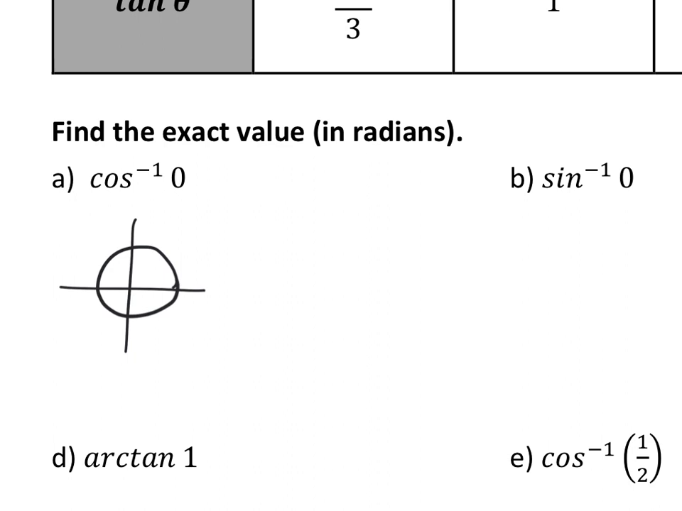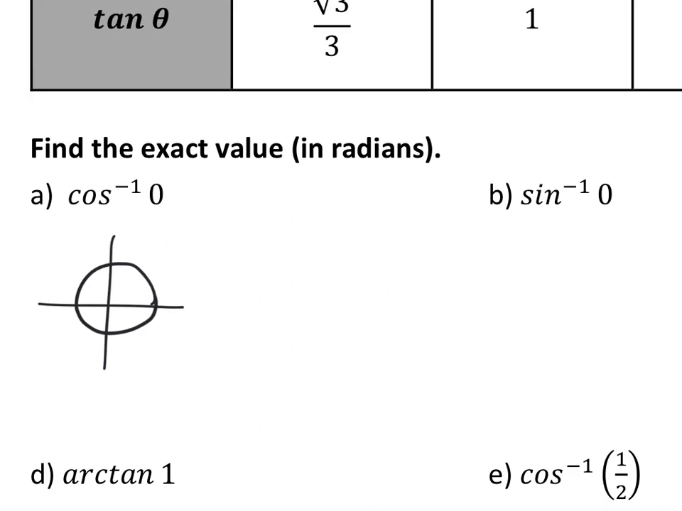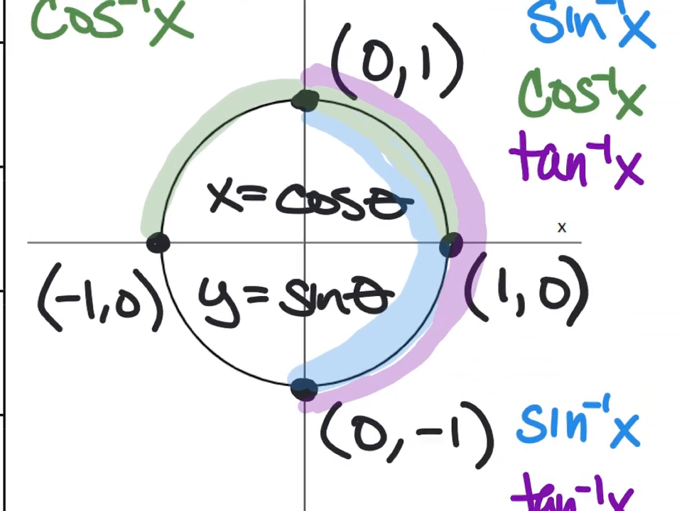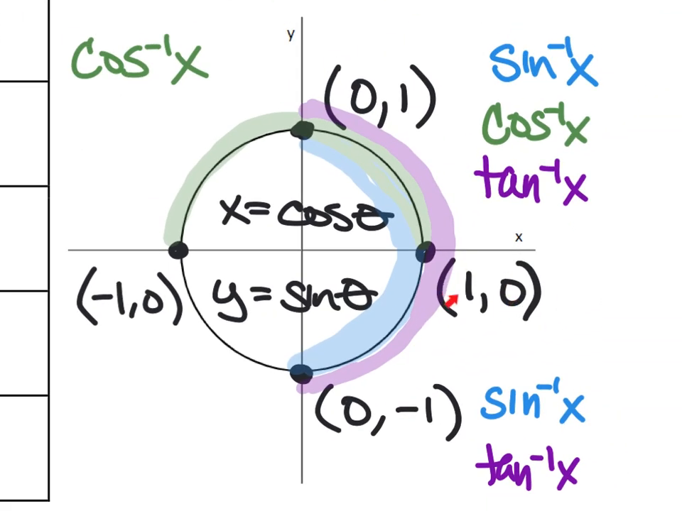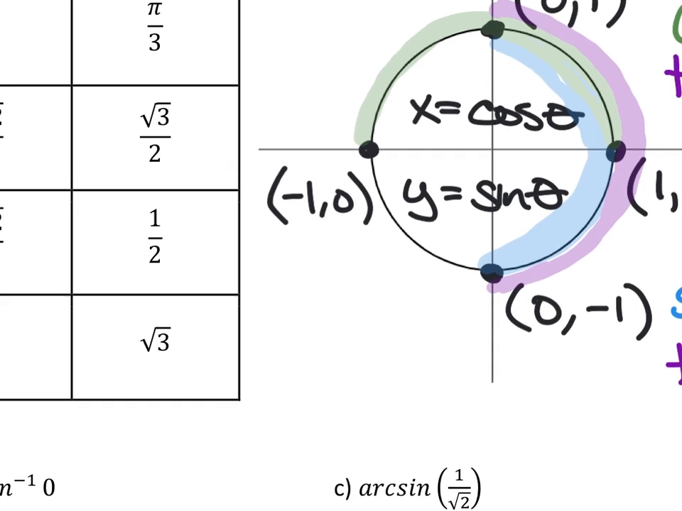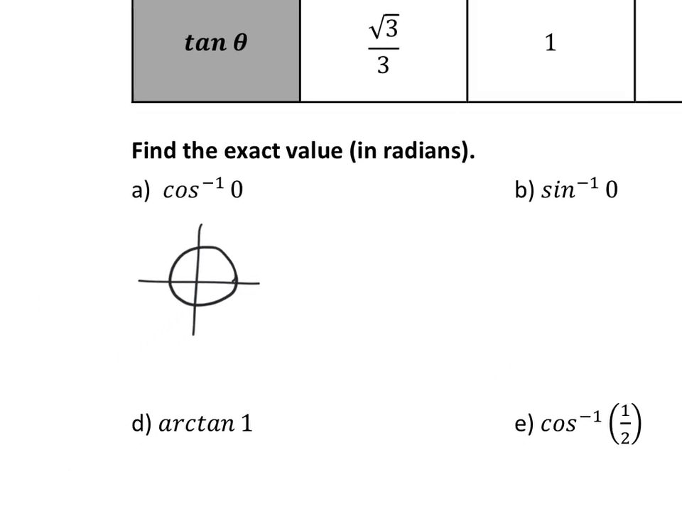So it should be 2 specific places. If I'm looking at this, I'm looking for where the first coordinate point is 0. Nope. Yep. Nope. Yep. So I have 2 places on this unit circle where cosine is 0. Which one of those 2 places is in the section that is defined for cosine? The top one, because cosine is only defined here.